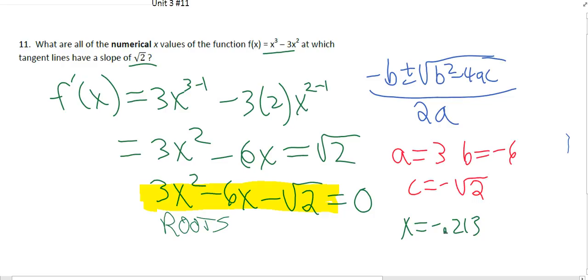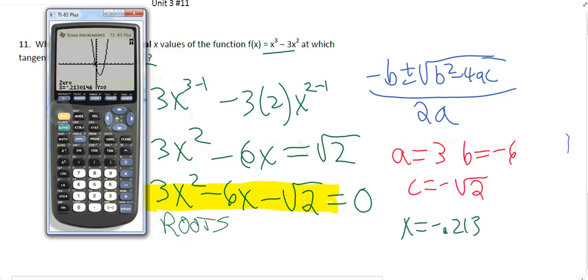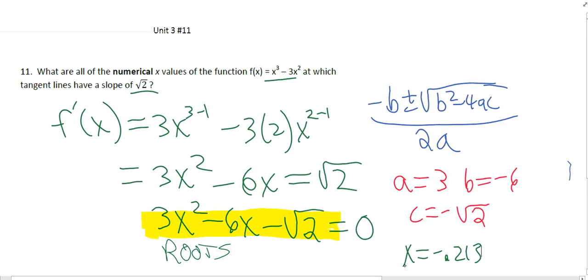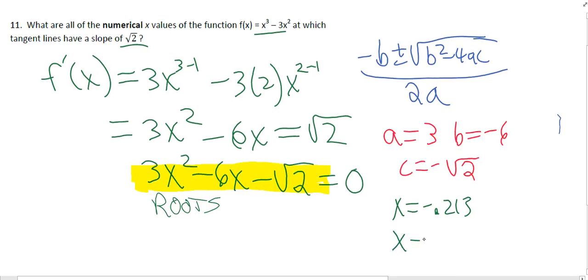And let's take a look at the second root. So we're going to go second, calculate, and 0 again. And now we have to move our cursor over so that we are past the vertex but underneath the right-handed root, and then move it above the x-axis. And then we find out that the second root is when x is equal to 2.213. So these are my two values. X is equal to positive 2.213.